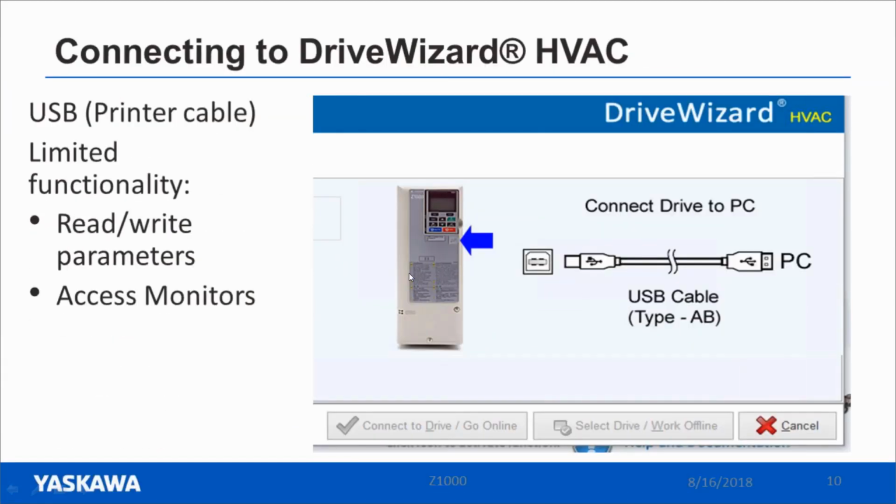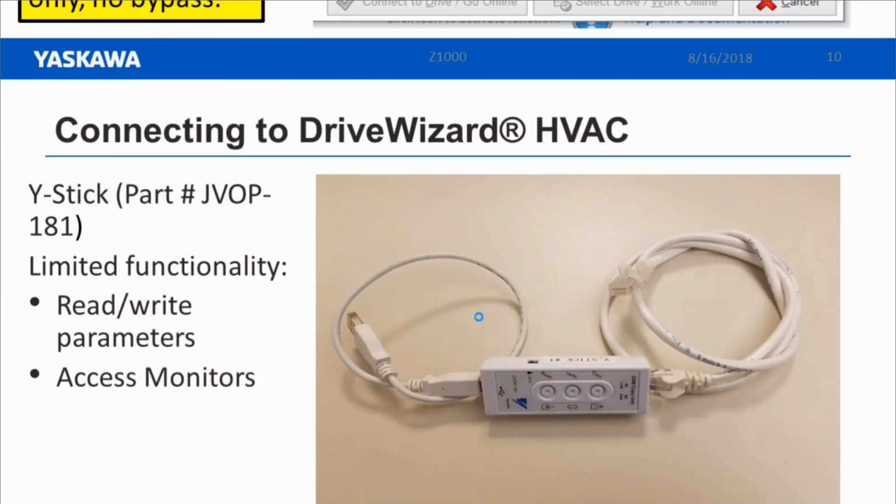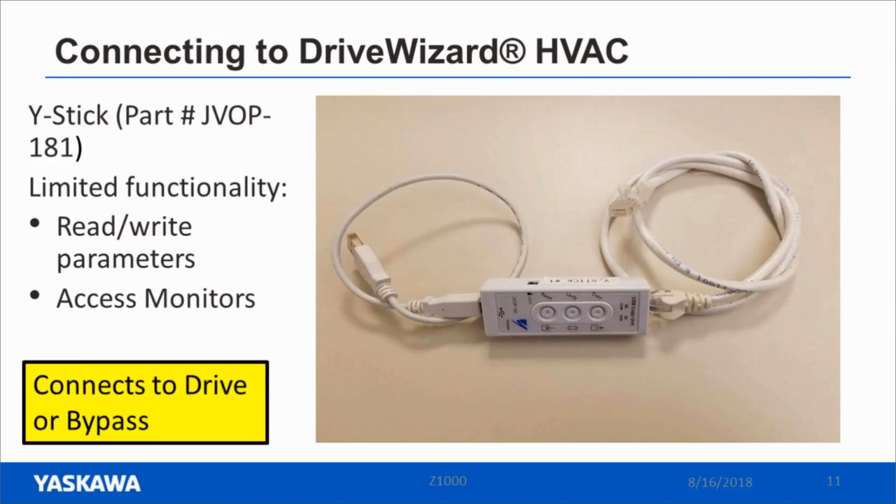The USB printer cable, you're going to have limited functionality. You're going to be able to read and write parameters and access monitors. But this is only going to connect to the Z1000 and Z1000U drive. No bypass cabinets. Here's the Y-stick. Again, limited functionality, read and write parameters, access monitors. This will connect to the drive or bypass, really any drive that has the RJ45 port, that would include the V1000 as well.